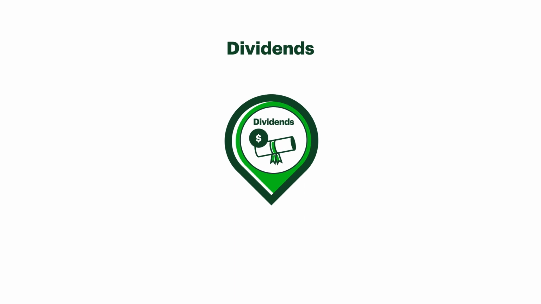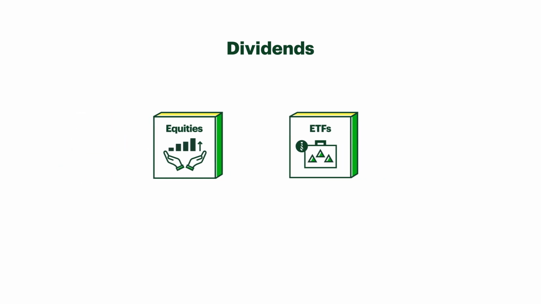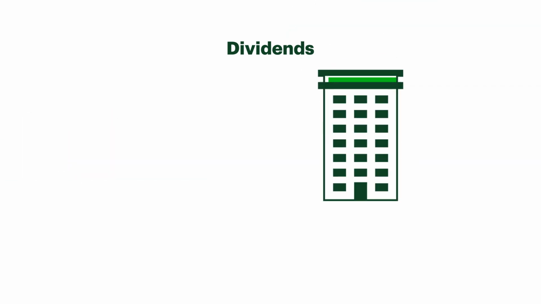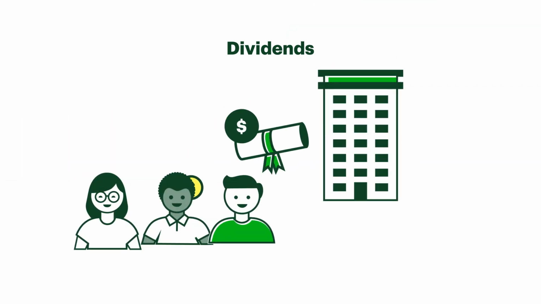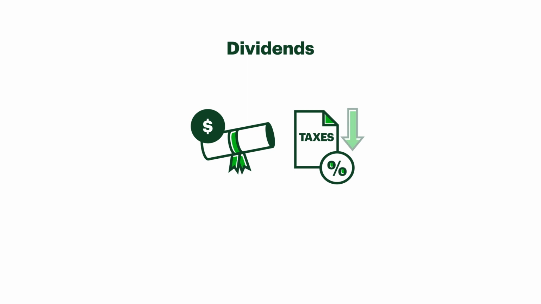Dividends. Dividends is income you get from some Canadian equities and ETFs. Some larger corporations pay out dividends using their after-tax dollars as a reward to shareholders. These are called eligible dividends, and they're taxed at much lower rates than interest-based income. There are also tax credits available for this income that can make dividends highly tax efficient.